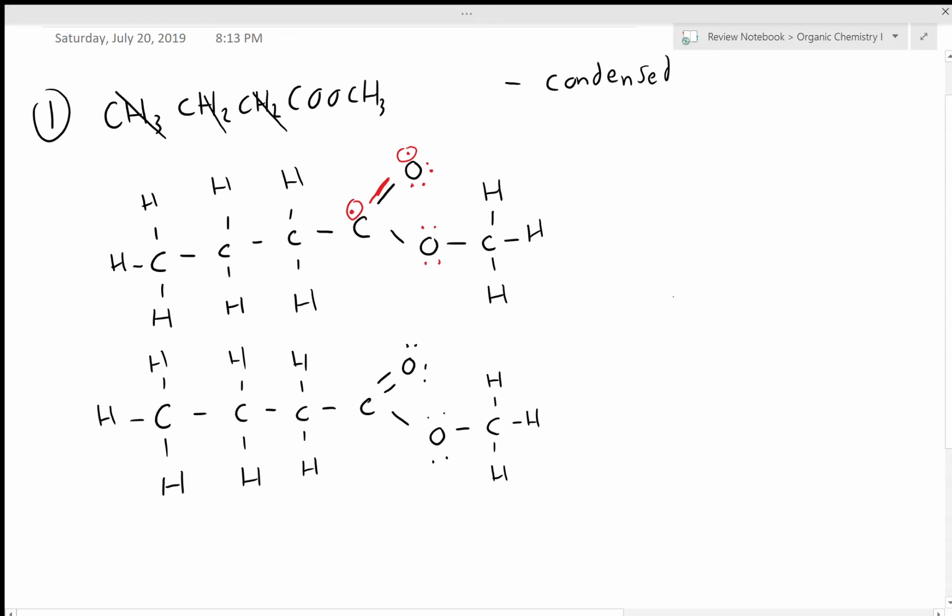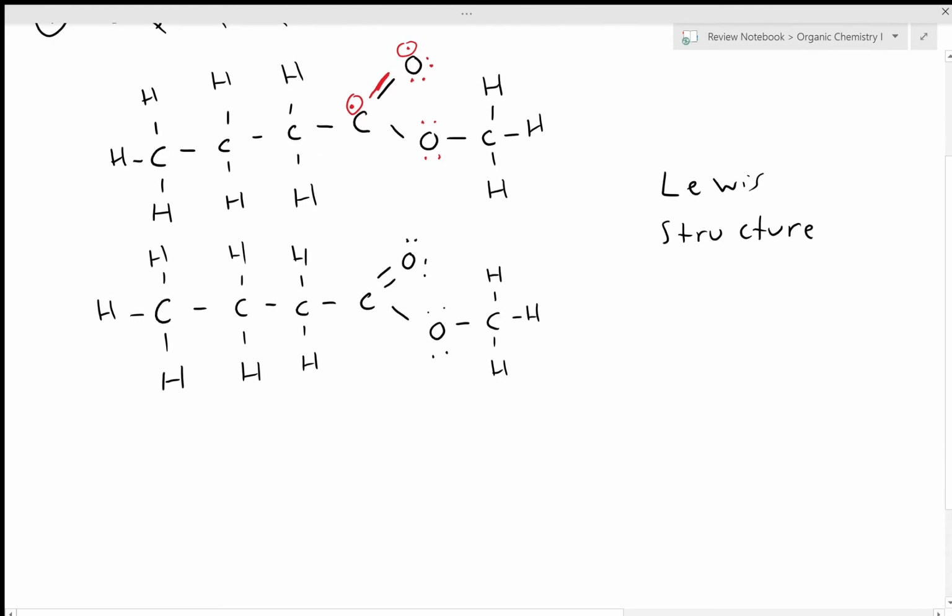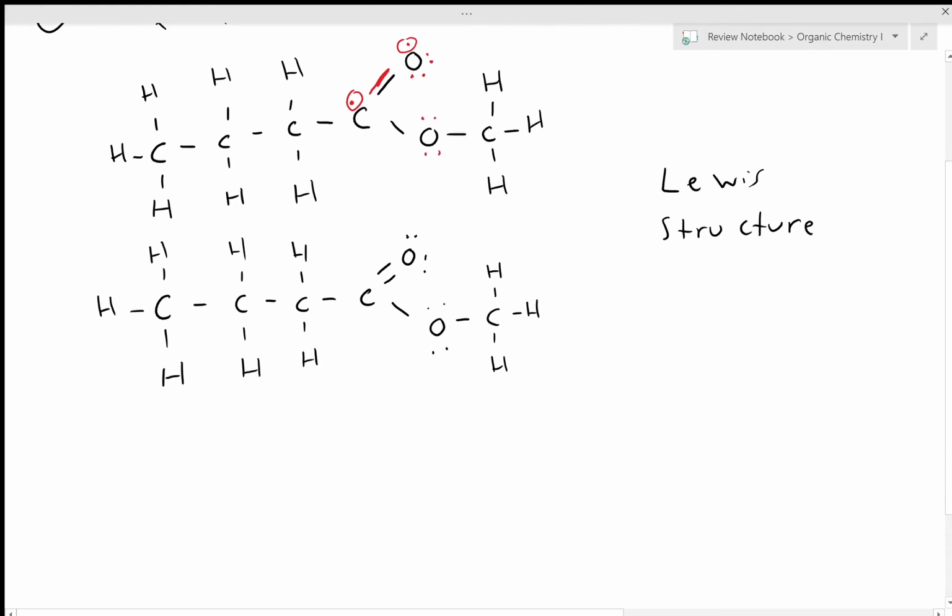So we got our condensed formula right here, condensed. We have our Lewis structure, and we should know how to do that from Chem 1. Now from organic chemistry, kind of getting that bond line structure, I need to account for 1, 2, 3, 4 carbons. So I'll do our zigzag.